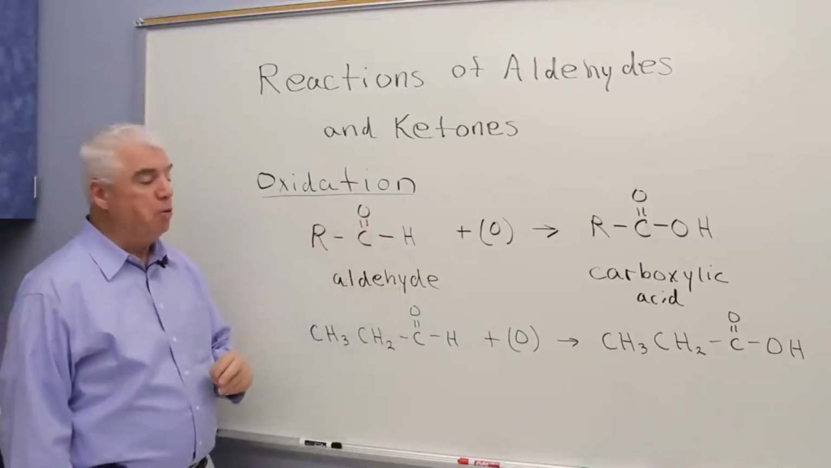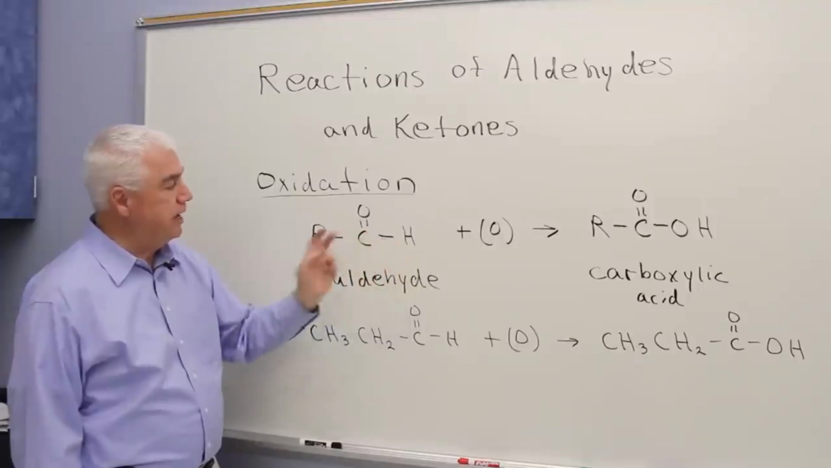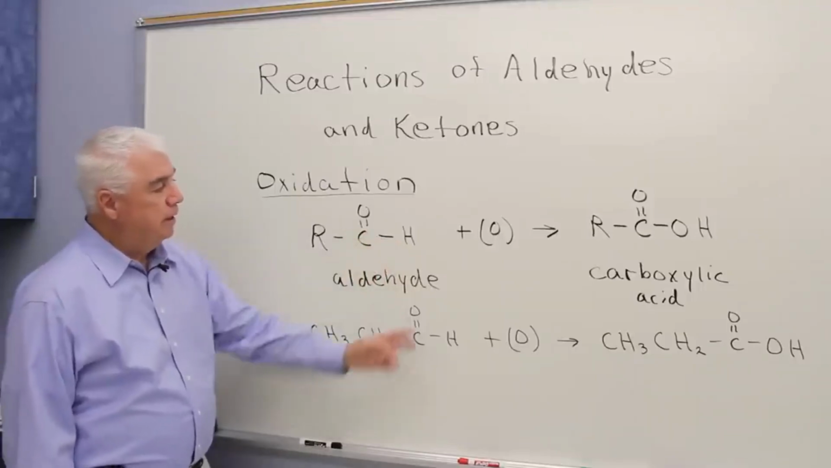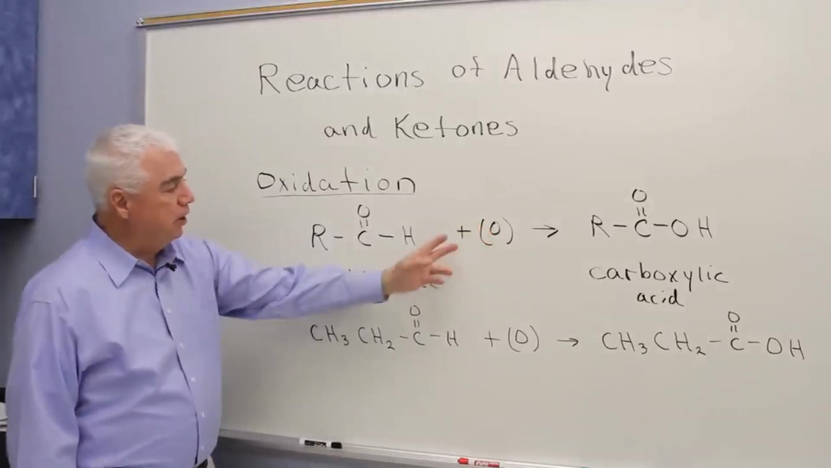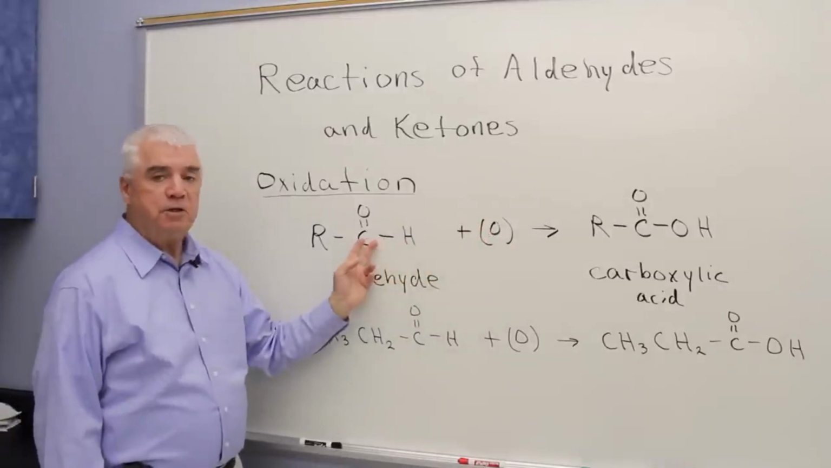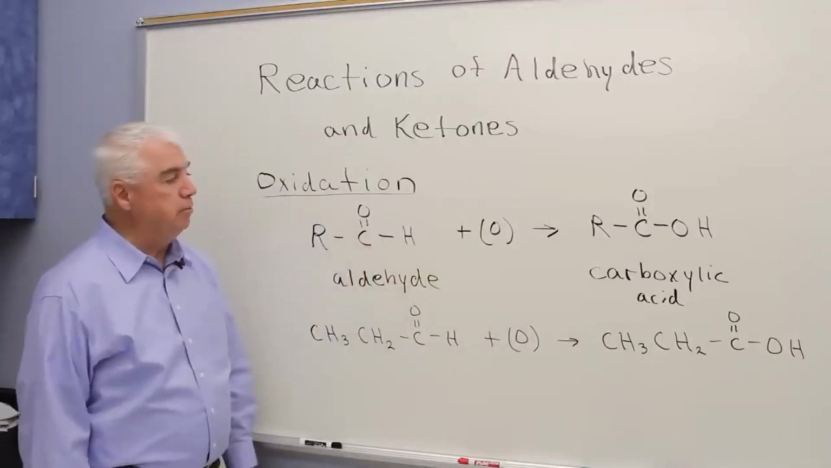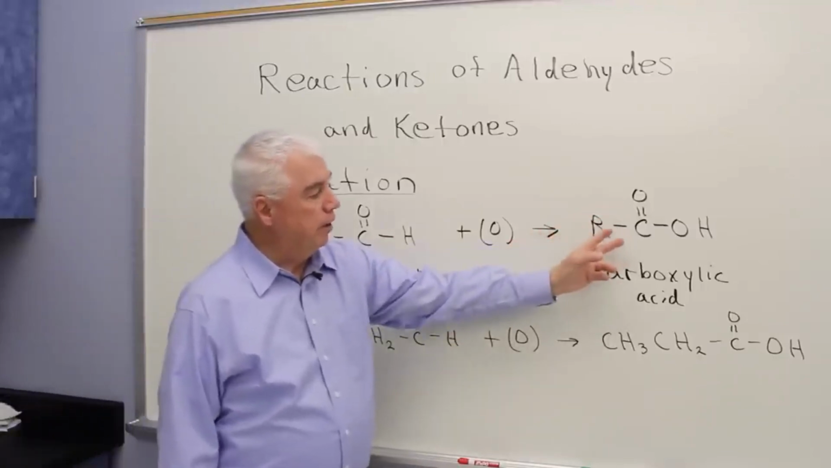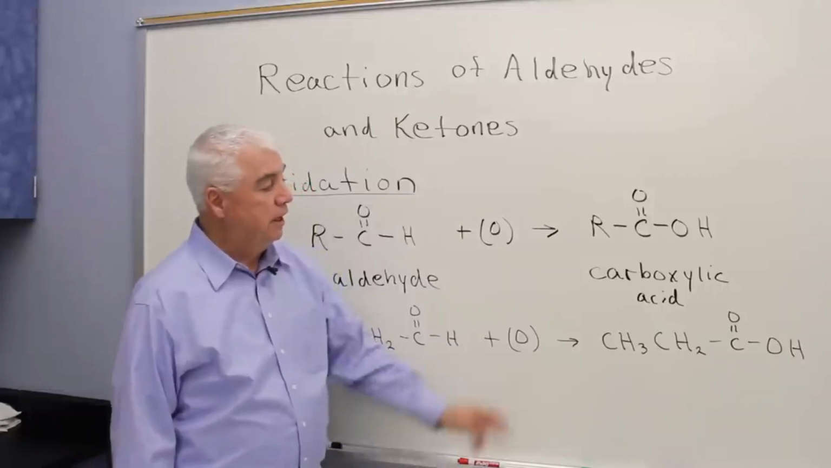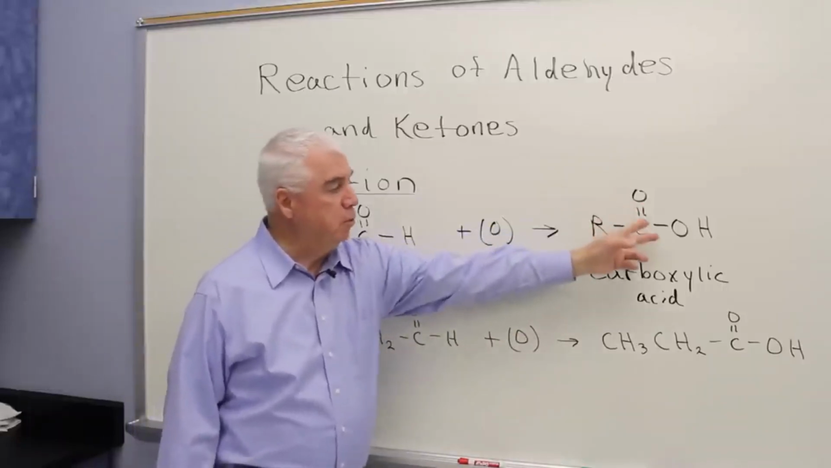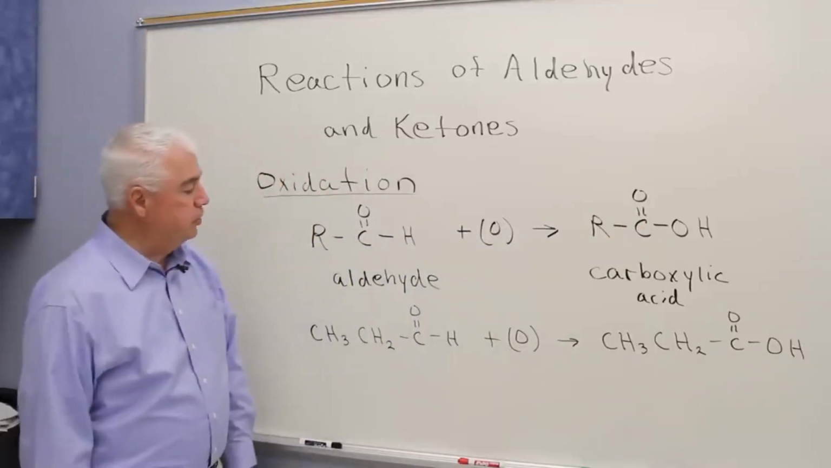It's got that C double bond O with the hydrogen attached to the carbon. Then the O in parentheses indicates oxidation. And the O, in essence, inserts itself between this carbon-hydrogen bond. And over here on the right-hand side, we get a carboxylic acid as the product. New functional group, C double bond O with an OH attached.